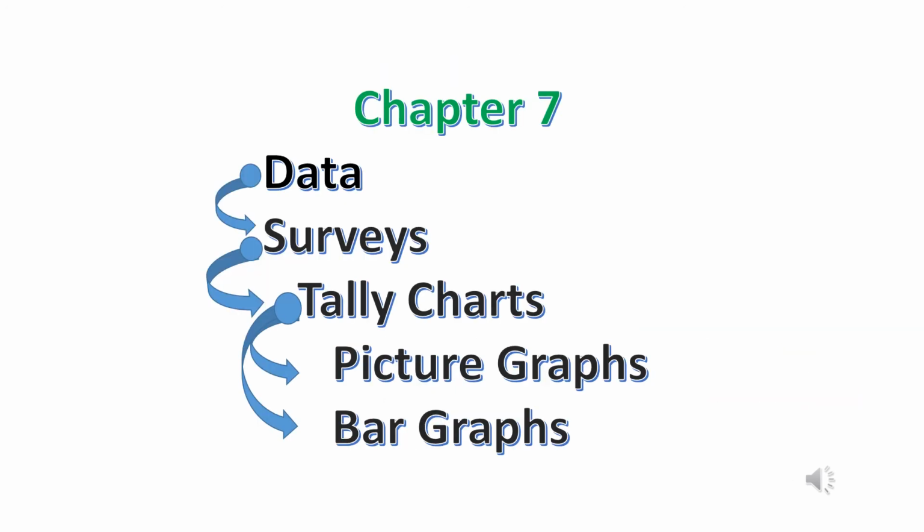So to return to the first page in Chapter 7, you learned how you collect data: you collect information using a survey or a questionnaire. From the survey information, you make a tally chart. And you use the tally chart to make a picture graph or a bar graph. Those are the key concepts in Chapter 7.